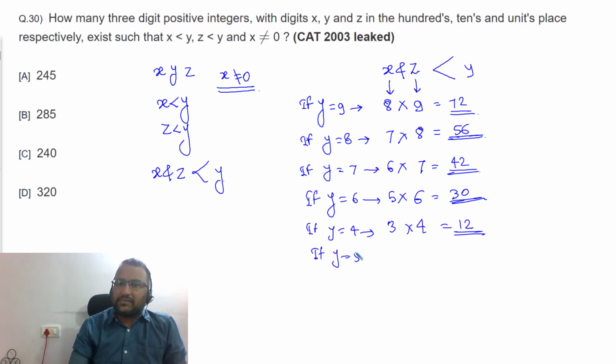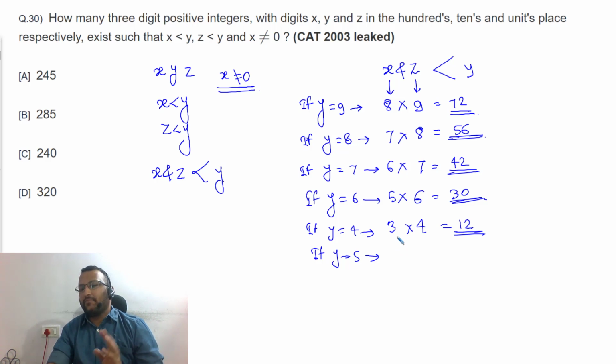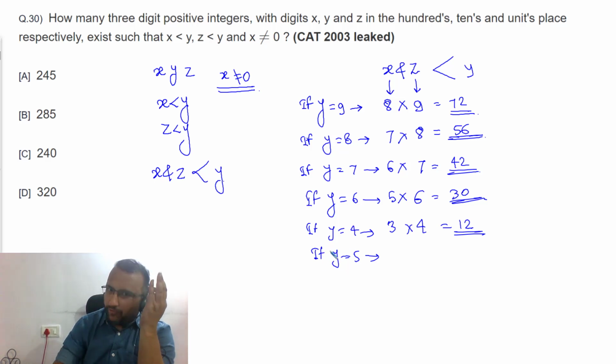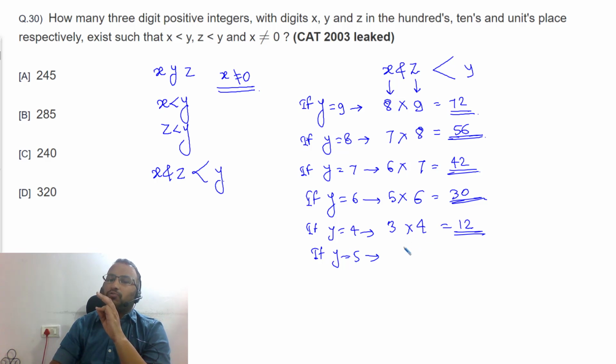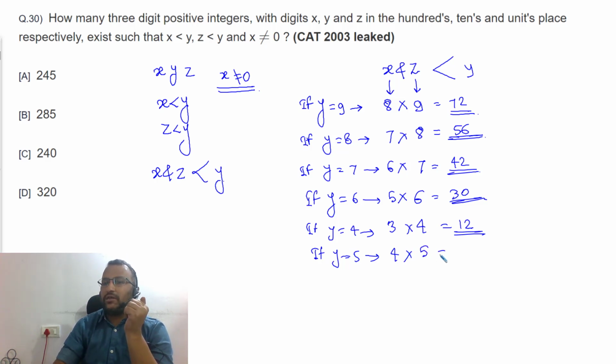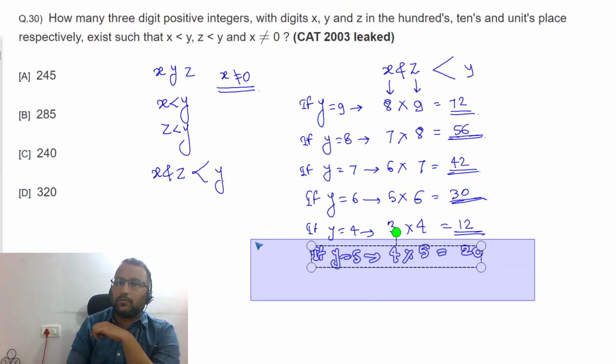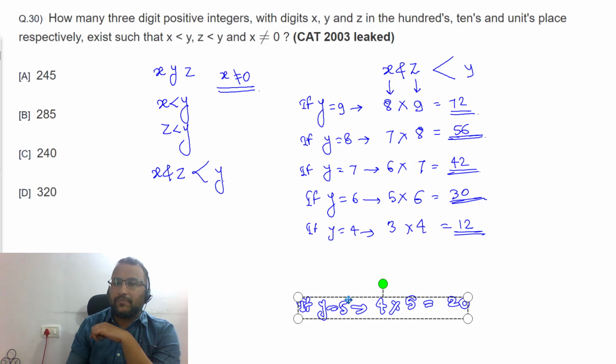If y is equal to 5, then x and z should be less than 5. Hold on, this y equal to 5 I missed over here. So y is equal to 5: x can be 1, 2, 3, 4, 4 choices. Z can be 0 to 4, 5 choices. 20 numbers are possible over here. So hold on, let me rearrange this over here.